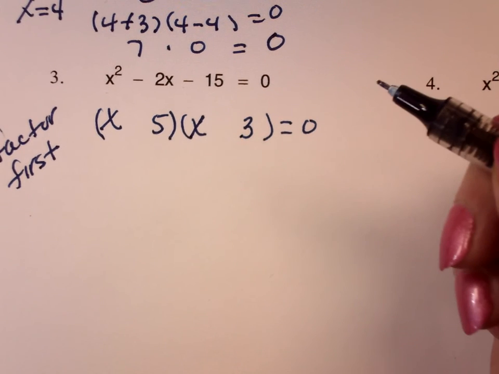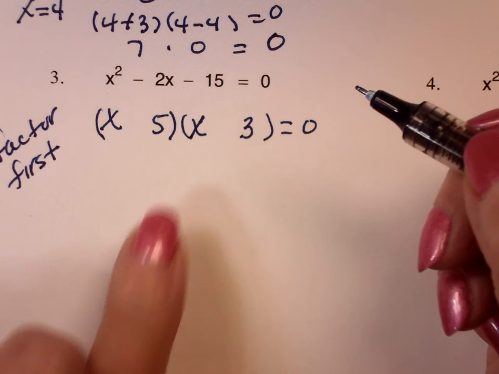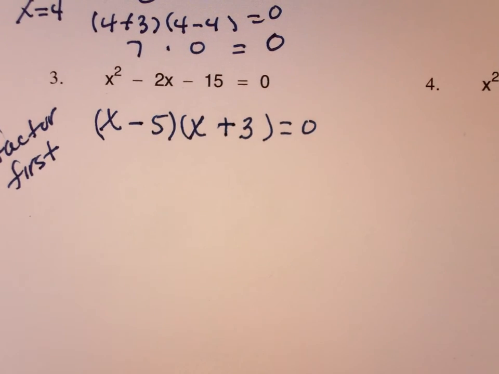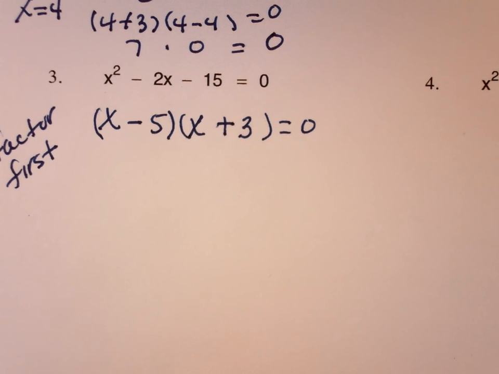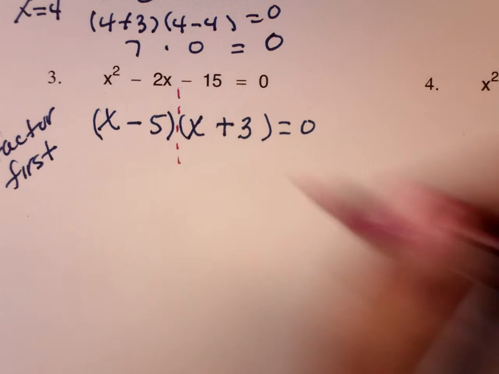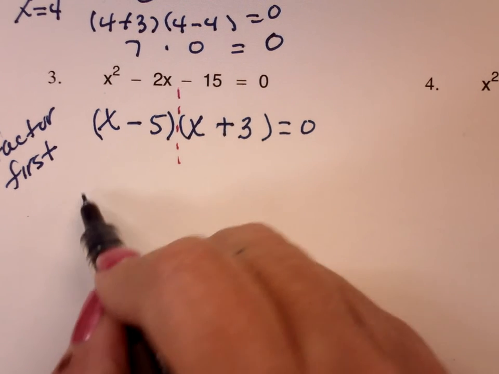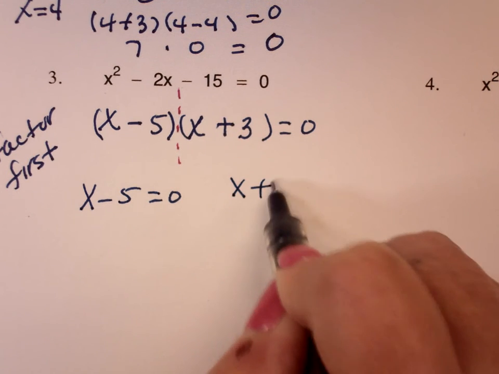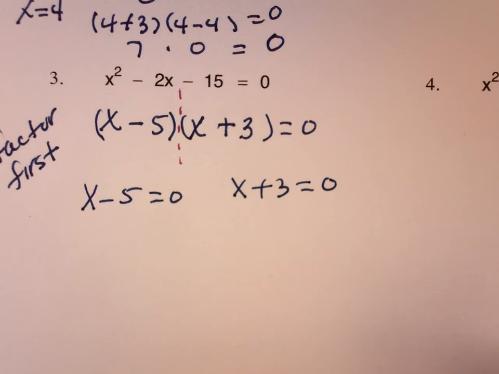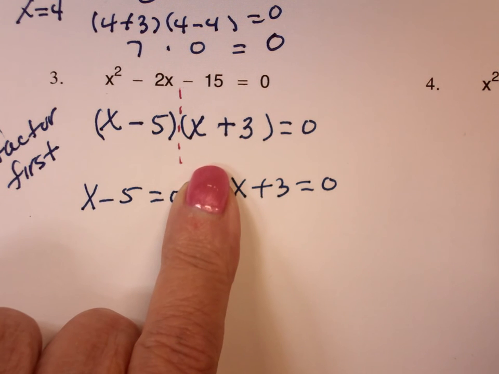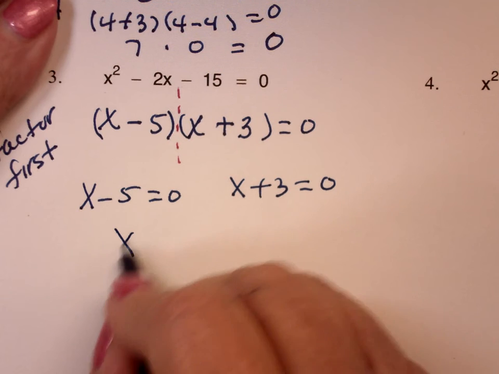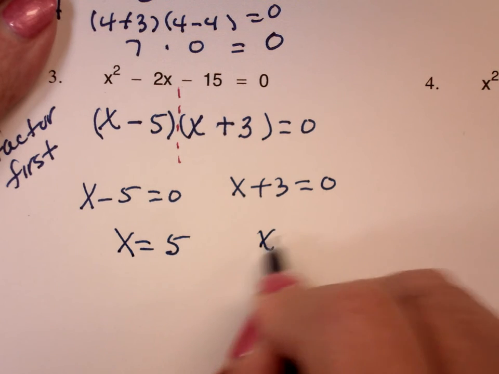What kind of 2 am I looking for? Negative. So who's negative? The 5. Yeah. But I know what the 2 numbers are. They're 5 and 3. Now I have 2 things multiplied together that give me 0. So that says that x minus 5 equals 0, or x plus 3 equals 0. And some of you can actually at this point look and write your answer. And that's okay too. This says x equals 5. This says x equals -3.